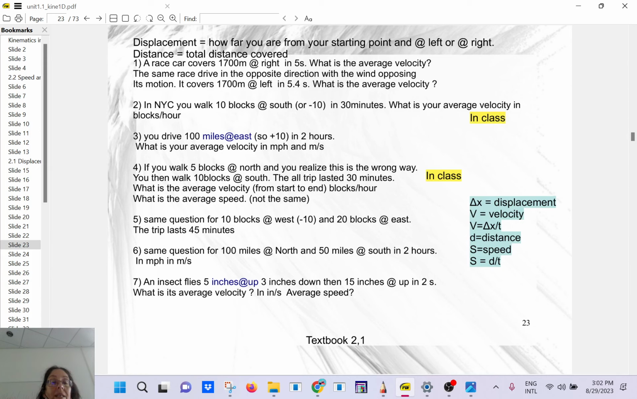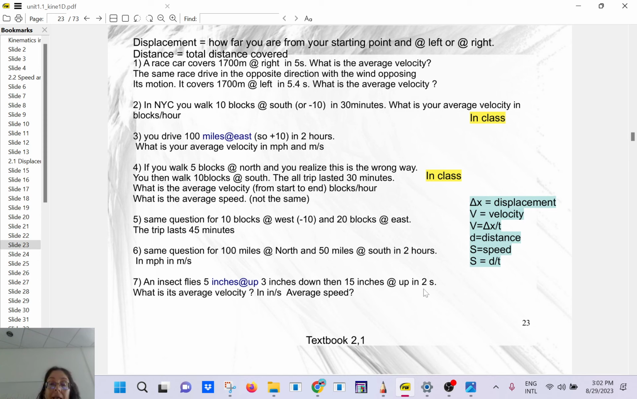Okay, let's do this one. 5 up, 3 down, and 15 up. So in displacement, how far you are from your home, the initial point. So 5 up, so plus 5, minus 3, and 15. Gonna be what? 17, yes. So 17 what? Up or down? Up, 17 up. That will be your displacement. And then you divide by 2, you will get the velocity.